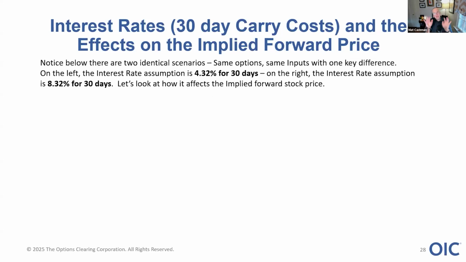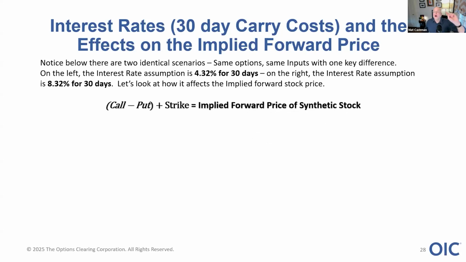Notice below, I'm giving you two examples. One of them on the left is going to be 4.32% risk-free rate for 30 days. And on the right, the same exact setup. The only difference is the interest rate is 8.32% for the 30 days. I know that that's a big difference. I know that we are not in an interest rate environment where rates, especially the risk-free rate, are 8.32%, but it's chosen to show the difference and to give you an idea of what that looks like and why it moves the way that it does.